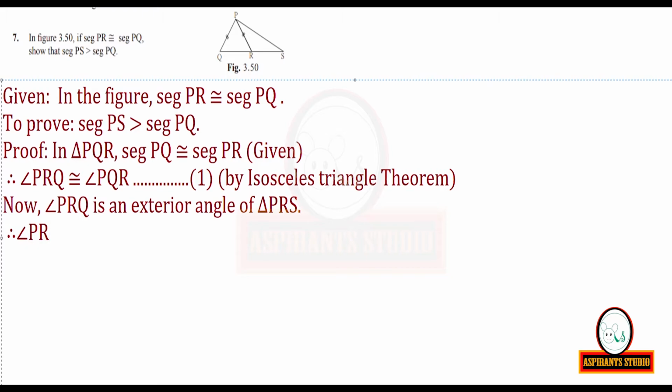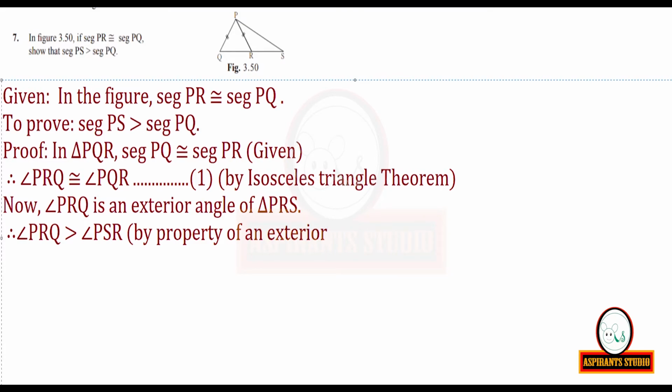Now you know the property of an exterior angle of a triangle. An exterior angle of a triangle is greater than its remote interior angle, meaning one of the remote interior angles. There are two remote interior angles. An exterior angle of a triangle is greater than any one of its remote interior angles. That is the property of an exterior angle of a triangle.